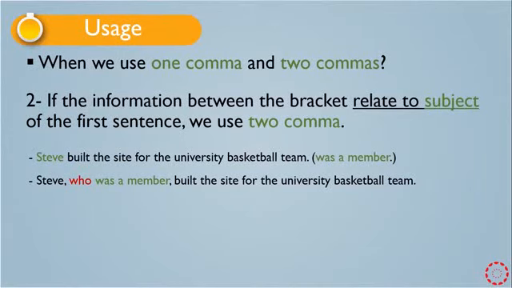Steve is a person. That's why we say who. And before who we have a comma. Steve, who was a member. Was a member is extra information related to the subject of the first sentence. That's why we add it between 2 commas. And then we have the rest of this sentence: built the site for the university basketball team.